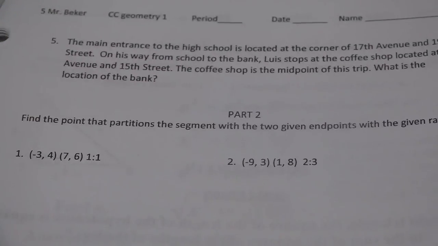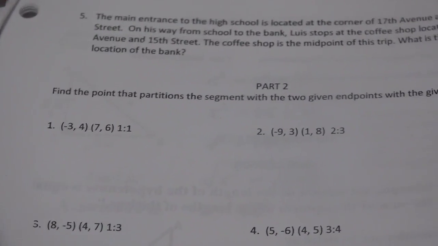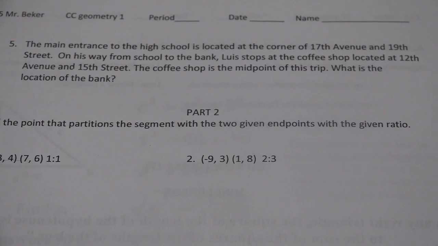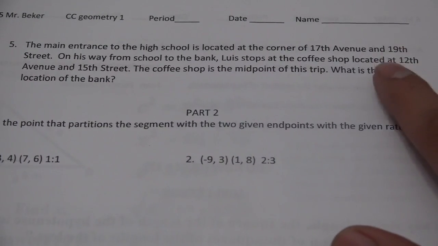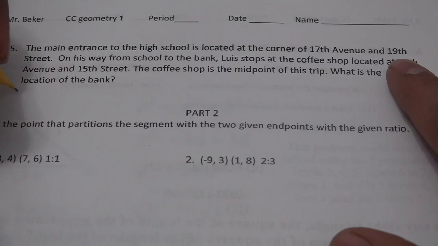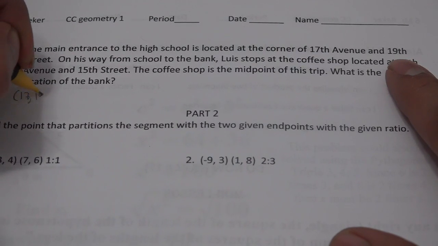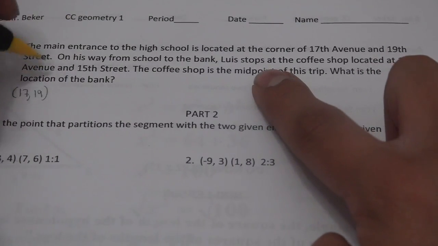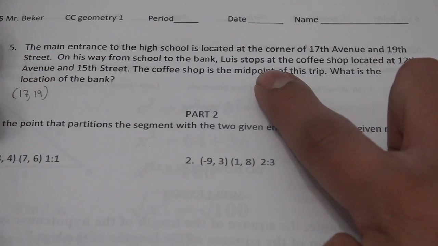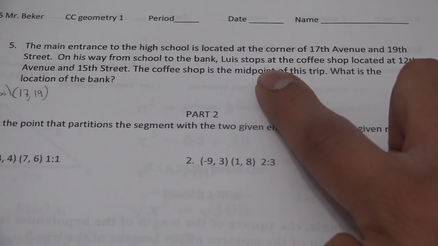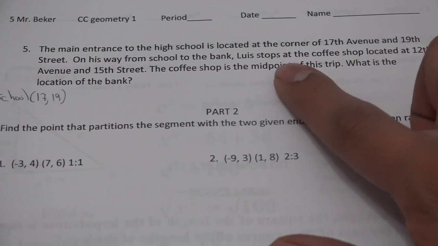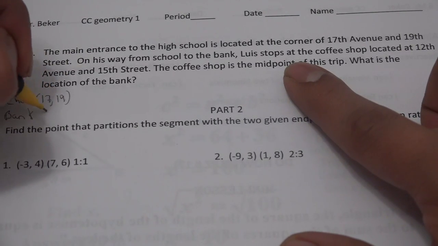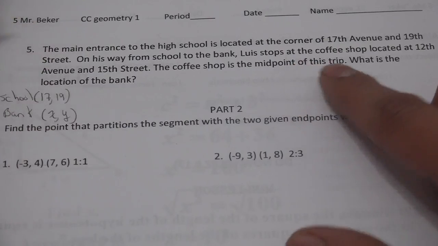Okay, let's see now. The main entrance to the high school is located at the corner of 17th and 19th. On his way from school to the bank. Okay, so this is the school. Right? School. And the bank is located at X, Y, because I really don't know.